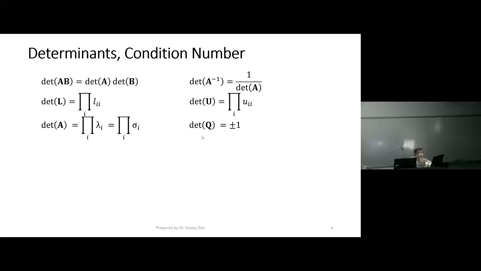The determinant of Q is +1 or -1, where Q is a unitary matrix. The condition number of a square matrix A is the norm of A inverse times the norm of A, which is also sigma 1 divided by sigma n, where sigma 1 and sigma n are the singular values.